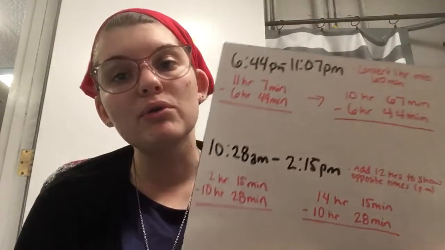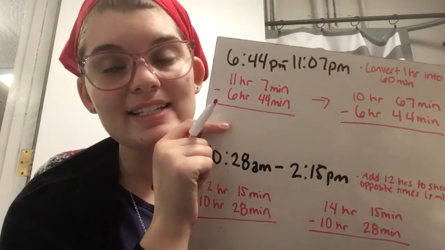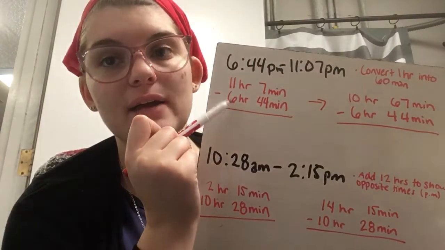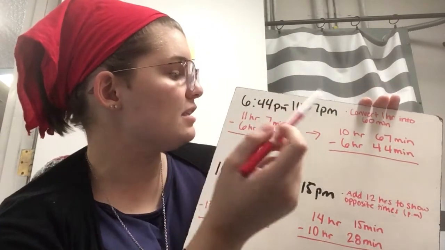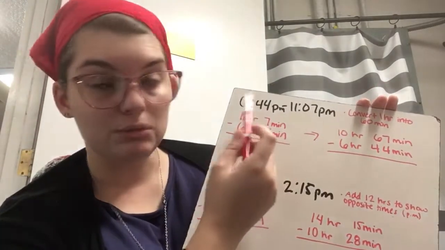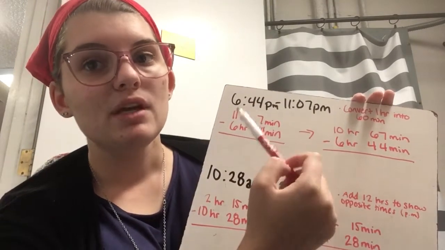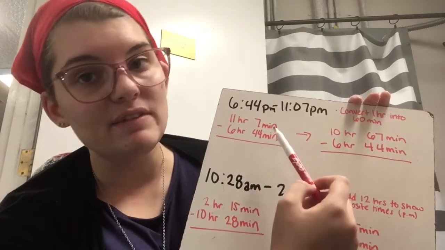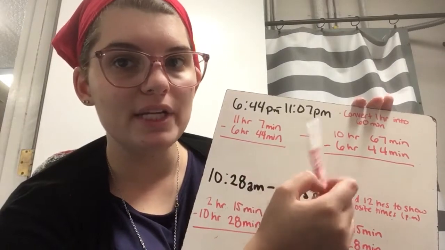Now, to find elapsed time, when it gives you both your start and end times, you're going to subtract the end time from the start. You're going to do the end time minus the start time. Okay? So let's take a look at number 1. Number 1 shows us you went from 6:44 p.m. to 11:07 p.m. So we're going to take our end time, 11:07, 11 hours and 7 minutes, minus our start time, which was 6 hours, 44 minutes.